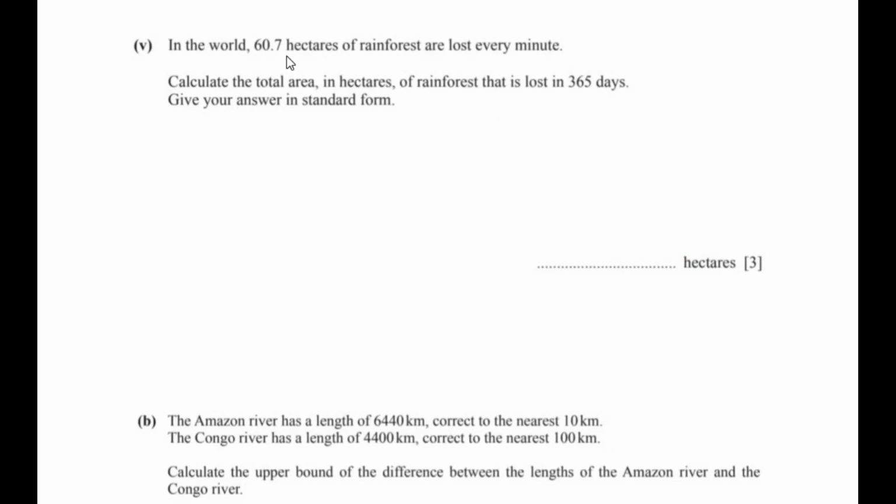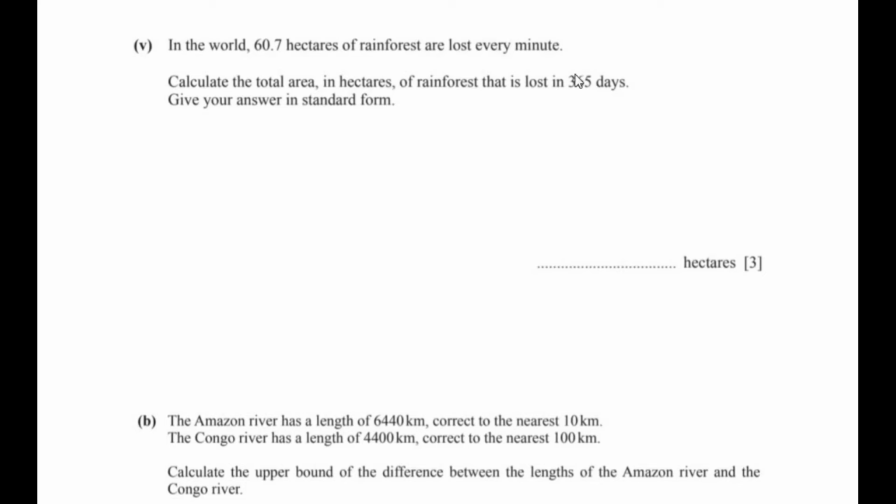In the world, 60.7 hectares of rainforest are lost every minute. Calculate the total area in hectares of rainforest that is lost in 365 days. Give your answer in standard form. Now here it's given that 60.7 hectares of rainforest are lost every minute. So we have to find out how much total area in hectares of rainforest is lost in 365 days.